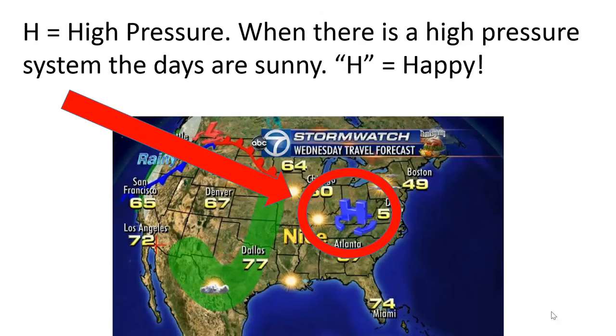The first thing we need to talk about is what the H stands for on a map. The H stands for high pressure. It does not stand for hot. When there is a high pressure system, the days are sunny. An easy way to think of this would be to say that the H stands for a happy day. Go ahead and pause this video and write down the definition of high pressure.